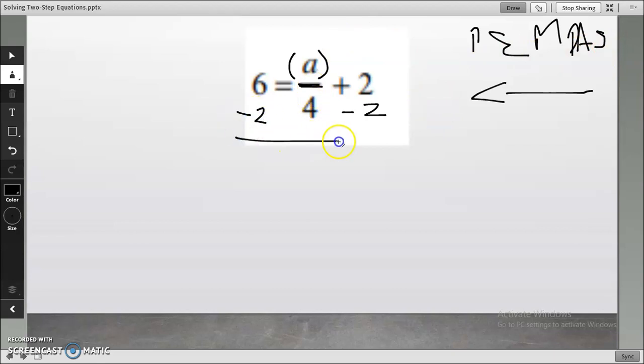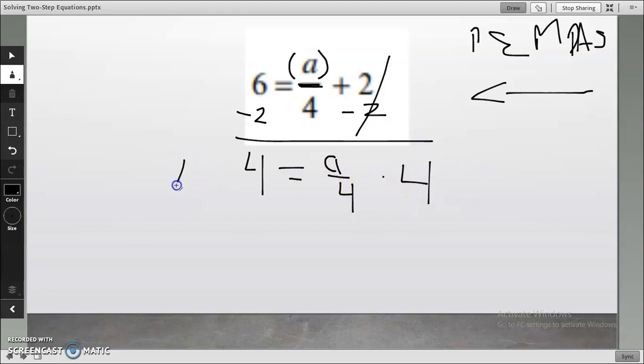I'm going to subtract 2 from both sides. So my 2's cross out. I'm left with 4 is equal to a divided by 4. Again, what's the next thing that I'm doing? I'm dividing by 4, so the opposite of dividing would be to multiply both sides by 4. So my 4 crosses out over there because I want it to, and I get a is equal to 16.